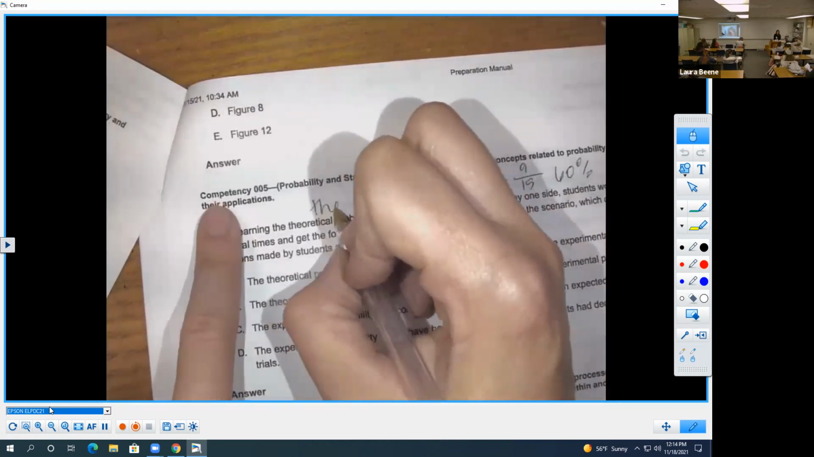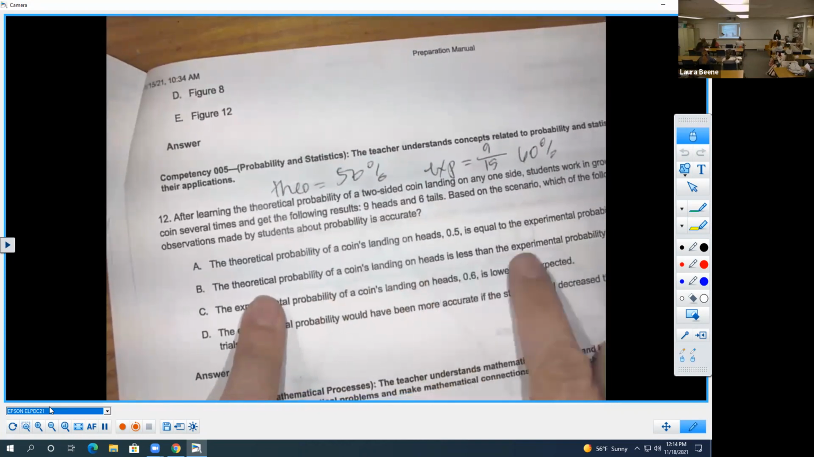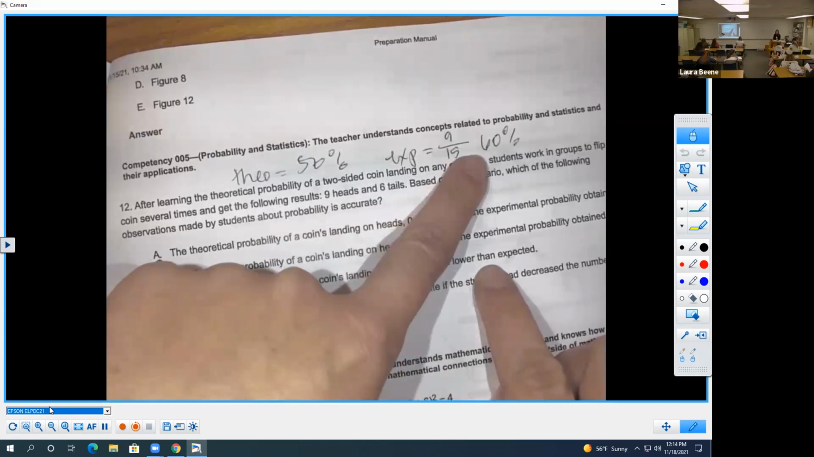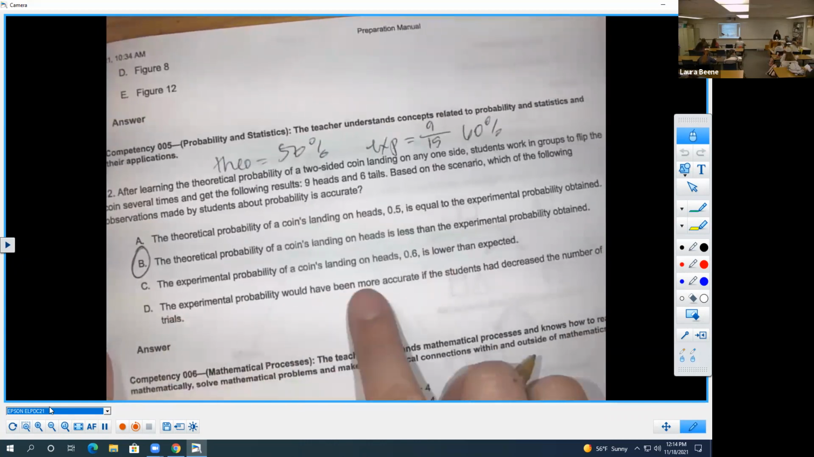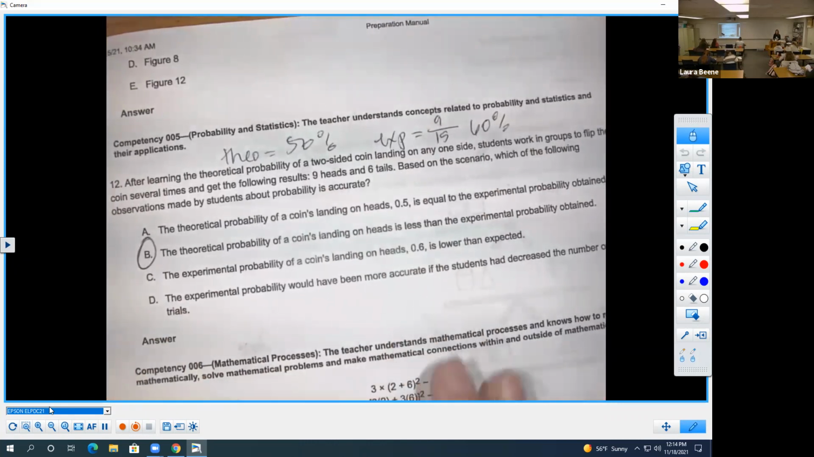What did we say the theoretical is? 50%. So is theoretical less than the experimental? Yes. What about the next one? Experimental is lower than expected. Is 60% lower than what we expect to get? No, it's higher. We wanted to get 50%. And it would have been more accurate if they had decreased the number of trials. No, it'd be more accurate if they increased, by the law of large numbers. That is literally a problem that we've gone over in here in a different form.